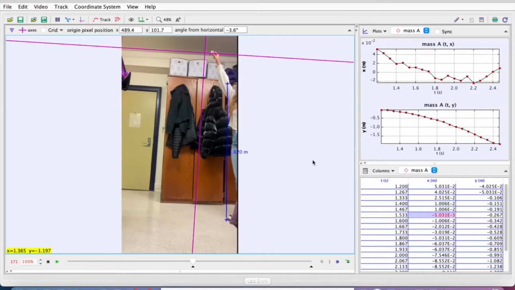So here we can observe a video of me dropping a paper ball in Tracker to plot its position as a function of time. I set my axis at the origin of the falling object and I tilted the axis a little bit in order to follow the path of the object. The y-axis is positive in the upward direction and negative in the downward direction. So now we can watch the video.